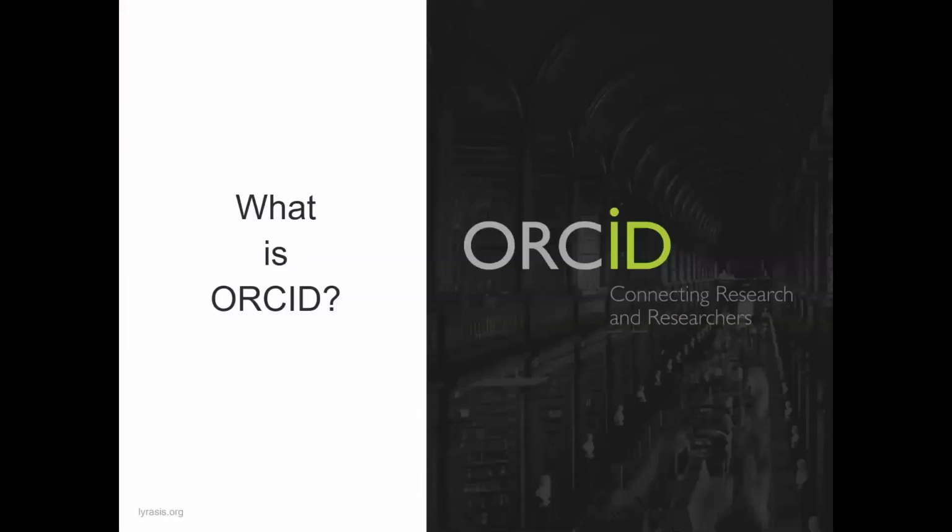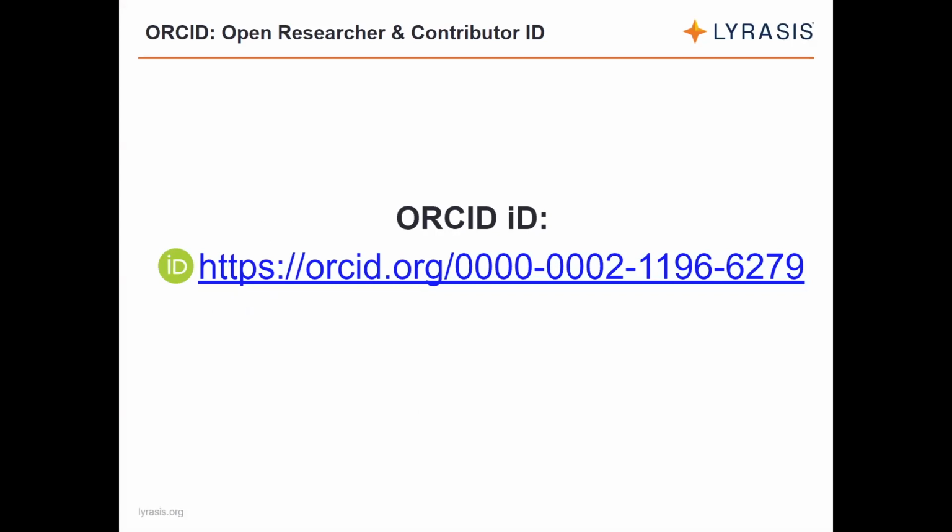So, what is ORCID? The basis of ORCID is the ORCID ID, a free, unique, persistent identifier for individuals that looks something like this. Your ORCID ID distinguishes you from other individuals, despite any changes that might occur over the course of your career. For example, if your name changes or if you change location, your ORCID ID will stay the same.